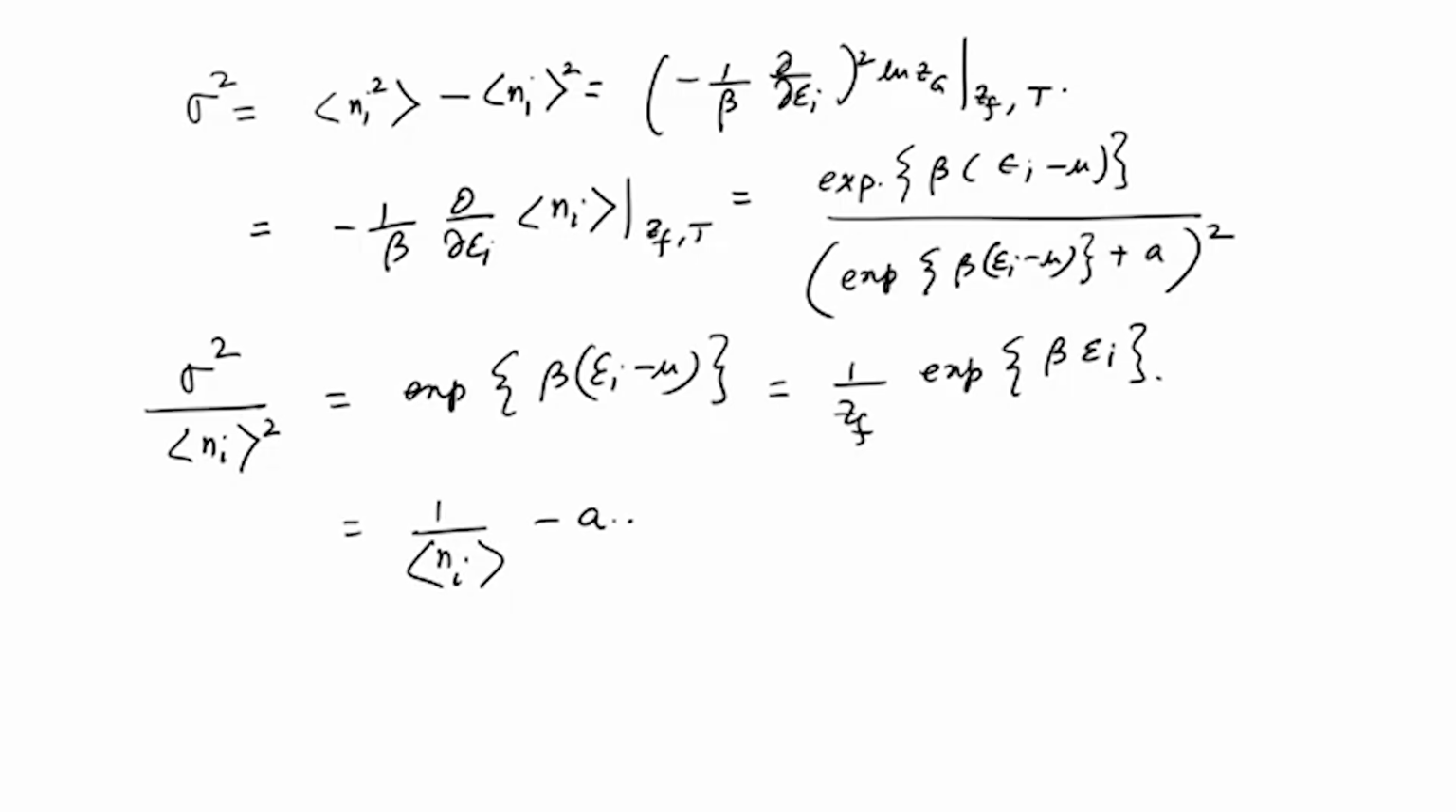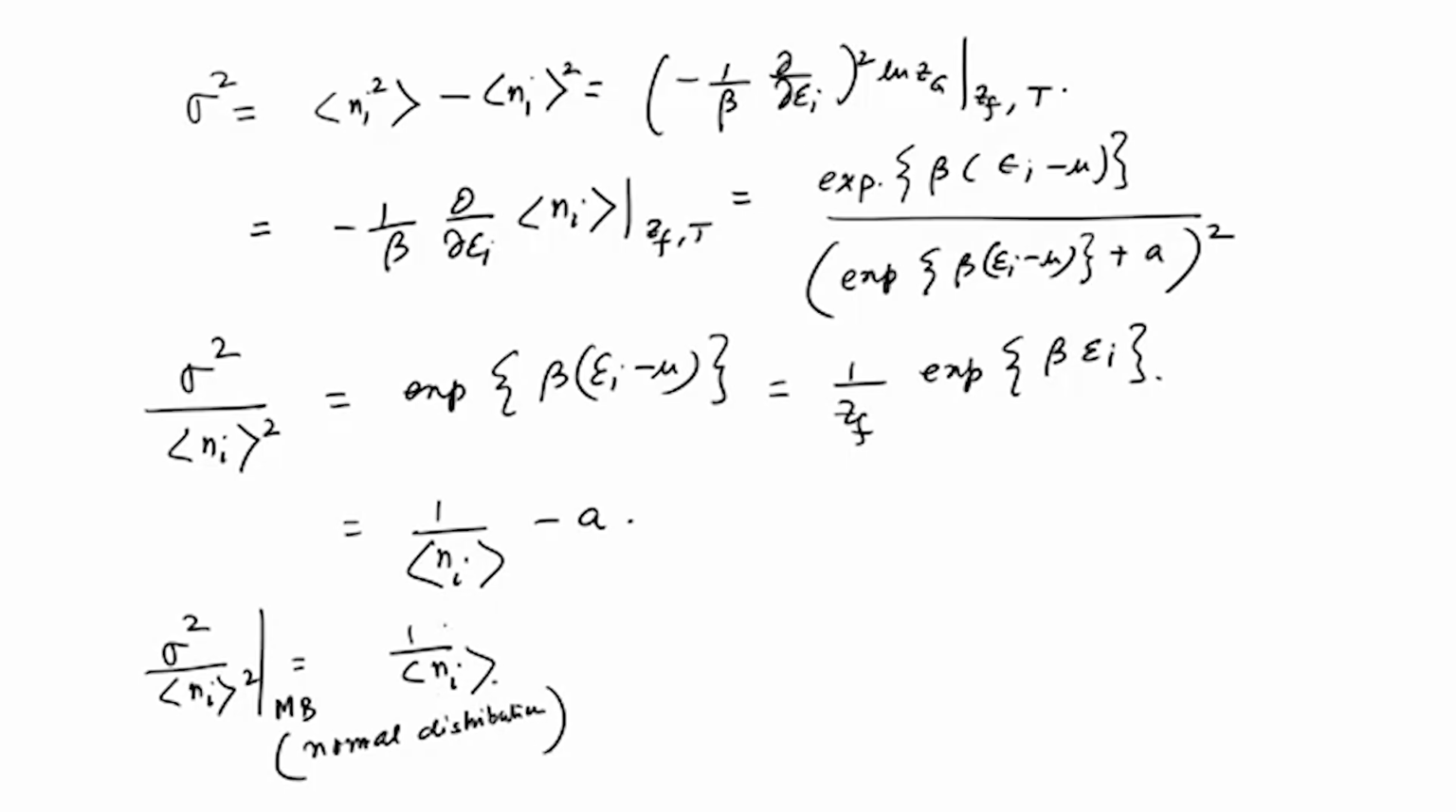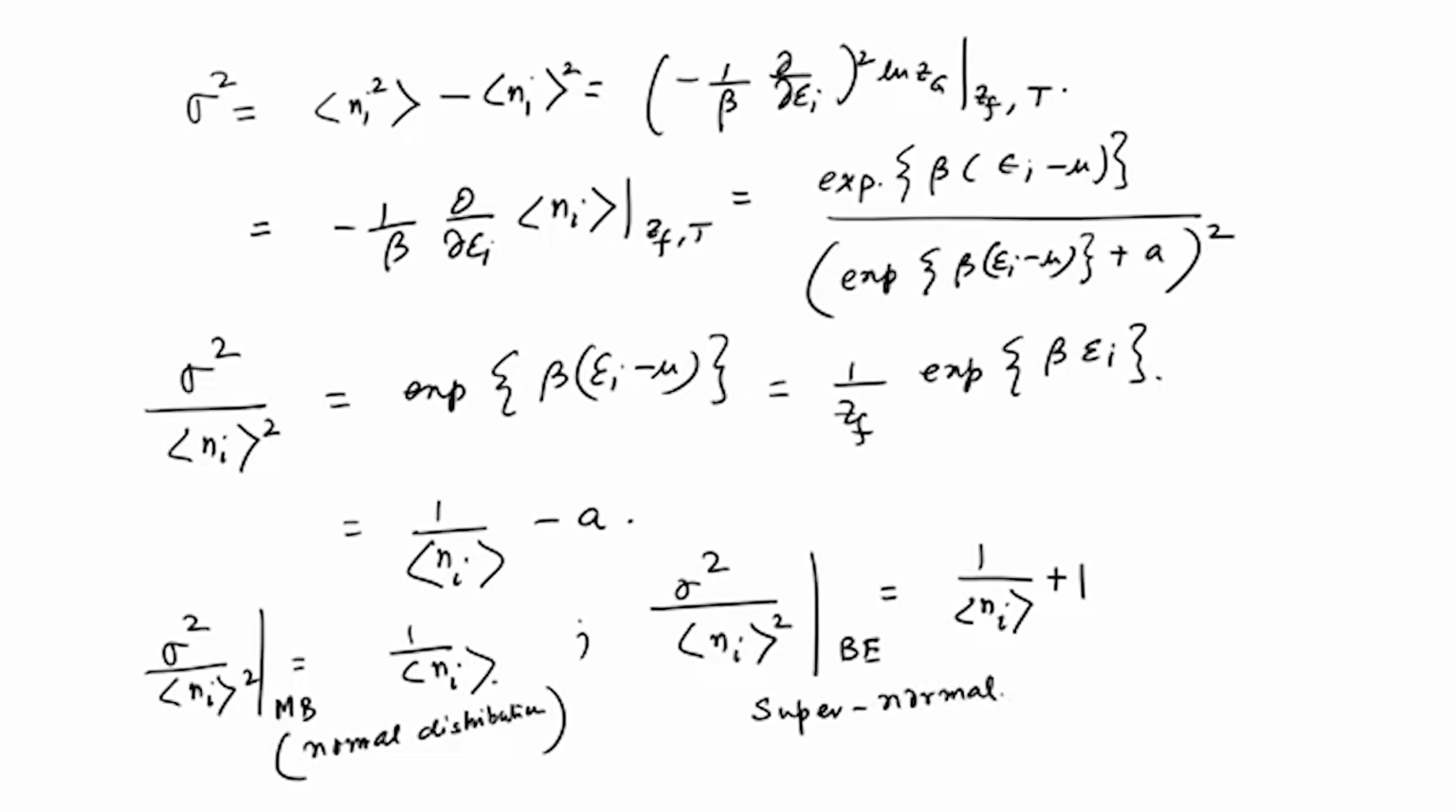Okay. So, the relative fluctuation again is inversely proportional to this average number of particles, which it should be. So we have sigma square by Ni square equal to 1 over Ni for the MB particles, and this is called a normal distribution, where it's simply equal to 1 by Ni average, a result that we have seen earlier. And then sigma square by Ni average square for BE is 1 by Ni plus 1, and this is called the supernormal distribution because it's plus 1, that is why it is called supernormal distribution.